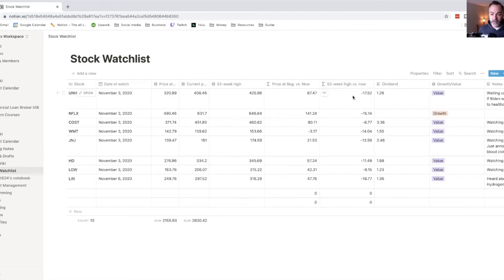That's what this column tells me, okay? If this number is small and they are getting very close, you'll see the closest one that's small is actually Costco. Their current price is $451, so right about 452. Their 52-week high is 460. Why does this matter to me?